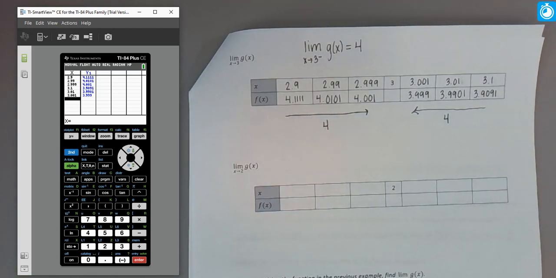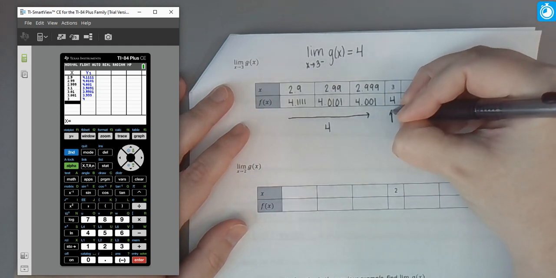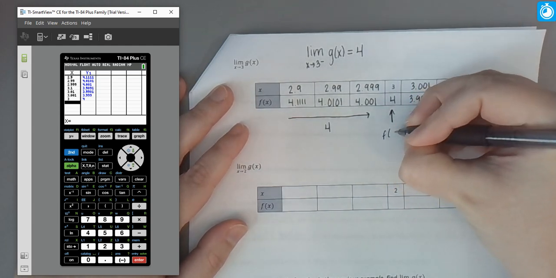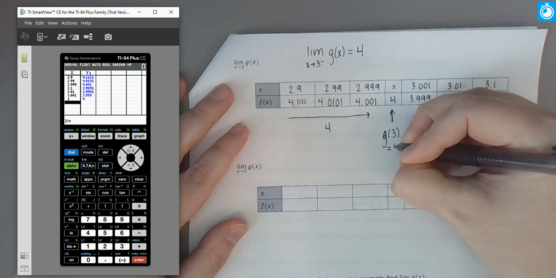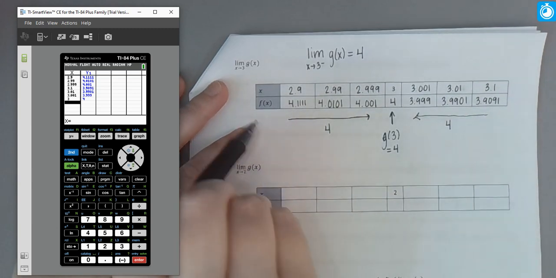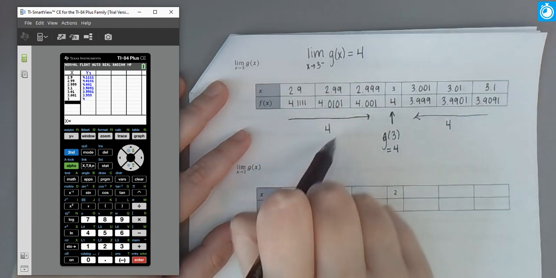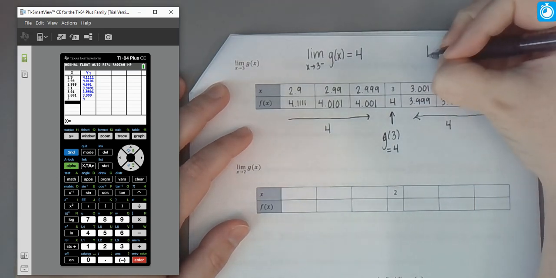Now we're approaching x equals 3. What happens at x equals 3? Well, let's see what the table says. At x equals 3, we have a function value of 4. So there at that middle point, we can say that this is g of 3, which is equal to 4. So we have a point at (3, 4), and from the left-hand side, our function values approach 4. From the right-hand side, our function values approach 4.